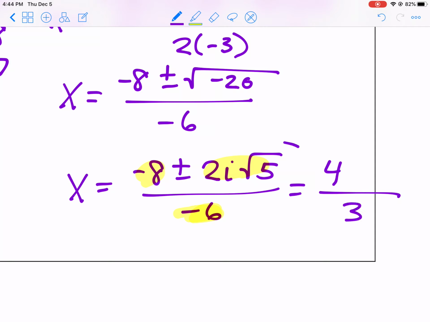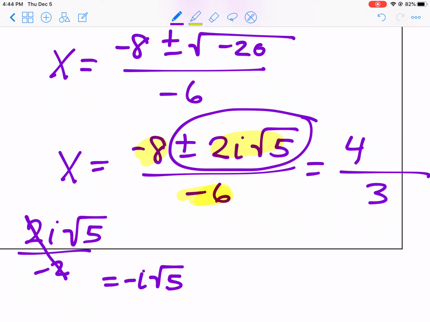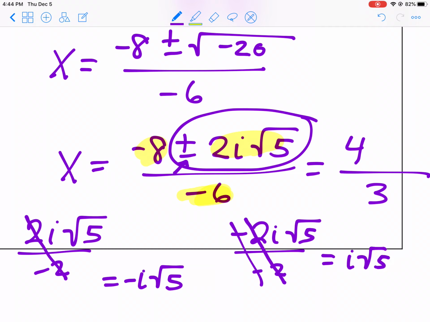Now something unique happens here when I divide by -2. If I have positive 2i root 5 divided by -2, those two cancel out, but I got a negative now, so it's -i root 5. But let's look at the other situation. If I have -2i root 5 divided by -2, these two cancel out. Their negatives are also canceling out, so in this case, I get positive i root 5.